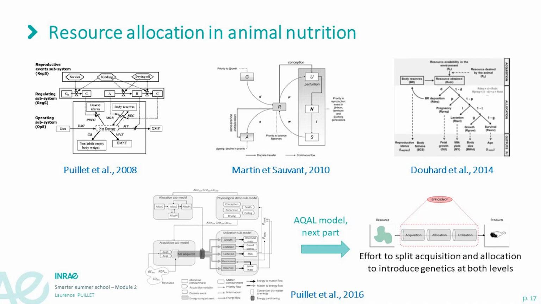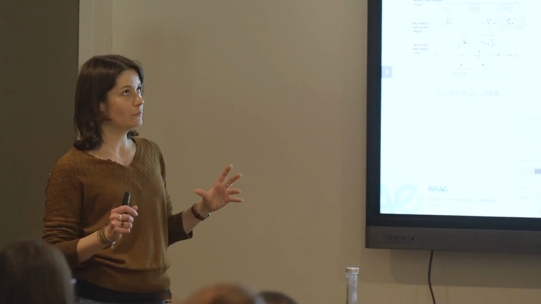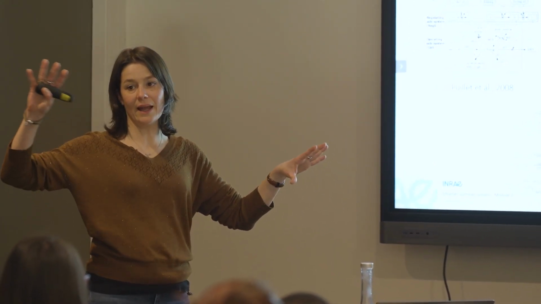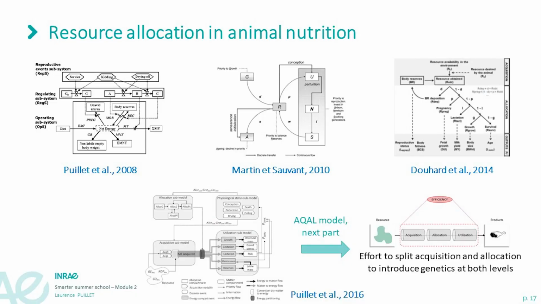What you may want to keep from this first part is that this model translates an effort of really splitting allocation on one side and acquisition on the other side. Because if we go back to the idea of studying feed efficiency, we want to understand variation at an aggregated level. So it's important to be able to understand variation in acquisition and variation in allocation. In utilization there is less biological variation. That has been the whole idea behind developing this model.